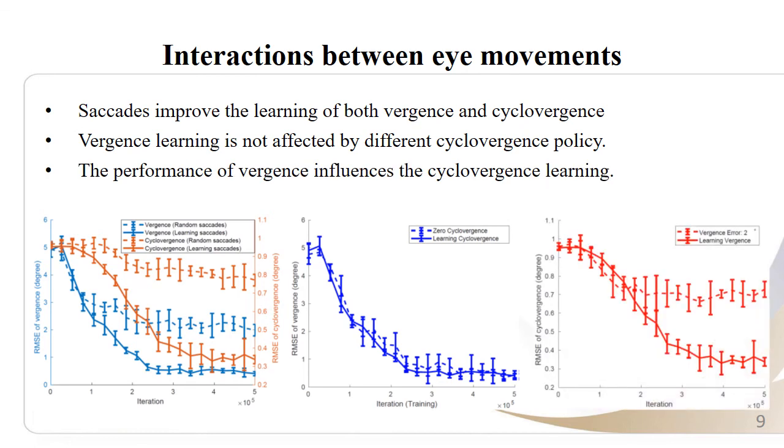However, the performance of vergence influences the cyclovergence learning. In this experiment, we train cyclovergence with two types of vergence. One is with a certain vergence error. The other is with a learning vergence.